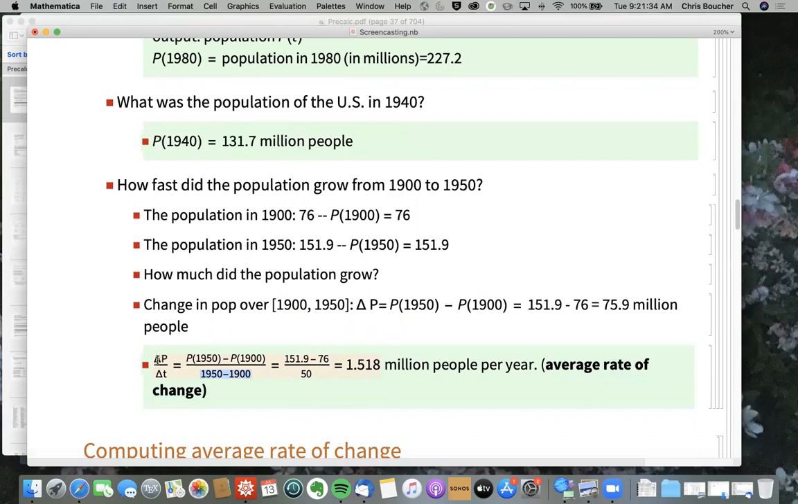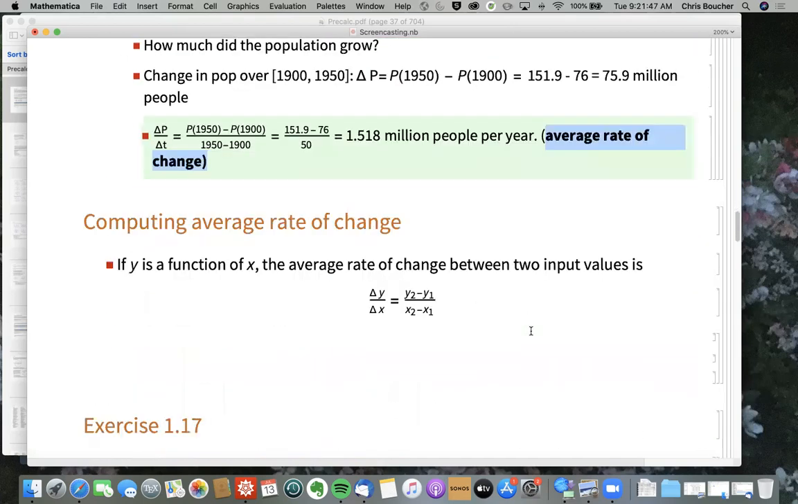That is, what I'm computing is the change in the output, delta P, divided by the change in the input, delta T. And that's how we'll define average rate of change, right? Change in output divided by change in input. So generically speaking, if we get a little abstract here, if y is a function of x, then the way I get average rate of change is I take the change in the output and I divide by the change in the input. And so in theory, I can compute this over any input interval.